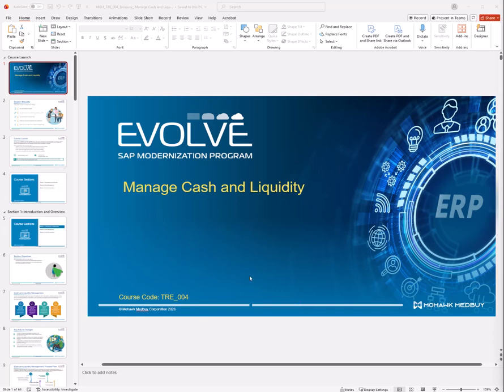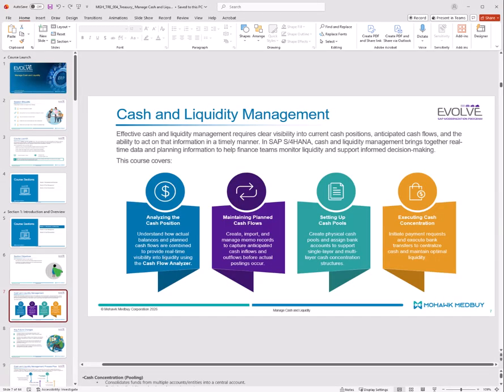So this course, Manage Cash and Liquidity, is a kind of cash management in S/4HANA. The main objective is to provide real-time visibility of cash position and future cash flows to help organizations manage liquidity efficiently. There are four main areas which we will discuss in this course. If we go to the slide, these are the four areas, and all four are interconnected.